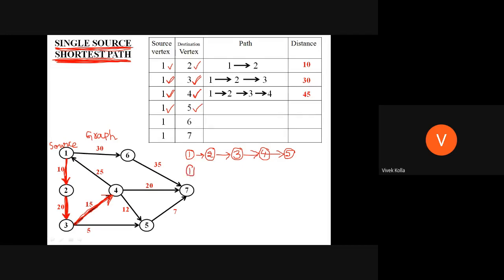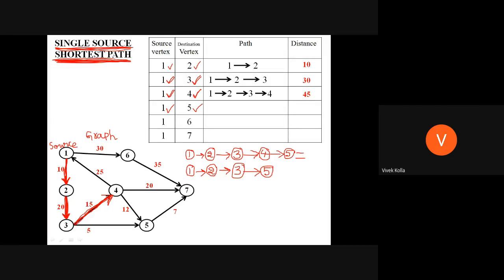I can travel from 1 to 2. Again from 2 to 3, and from 3 to 5 I can directly travel. So suppose I am choosing the first path first.